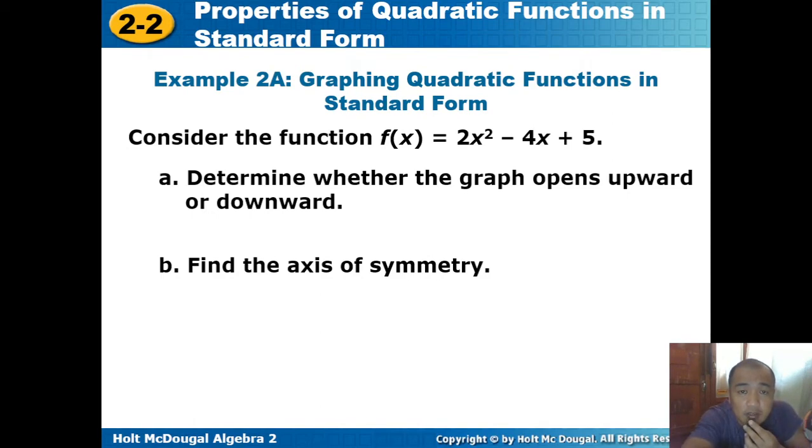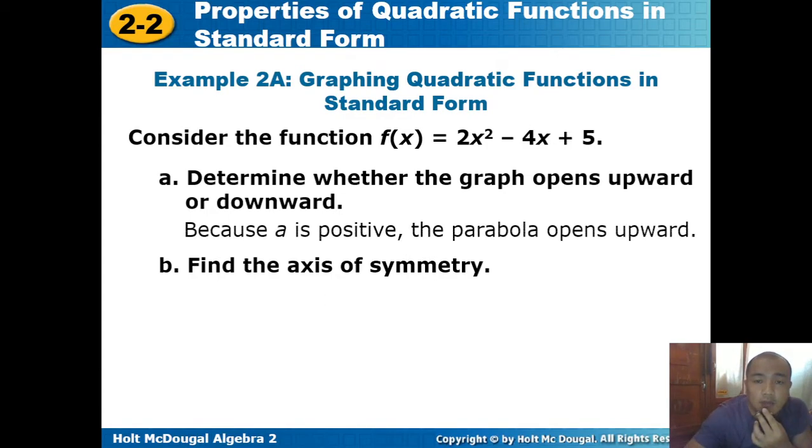Example 2a. Consider the function f of x equals 2x squared minus 4x plus 5. Determine whether the graph opens upward or downward. Because a is positive, which is positive 2, the parabola opens upward.